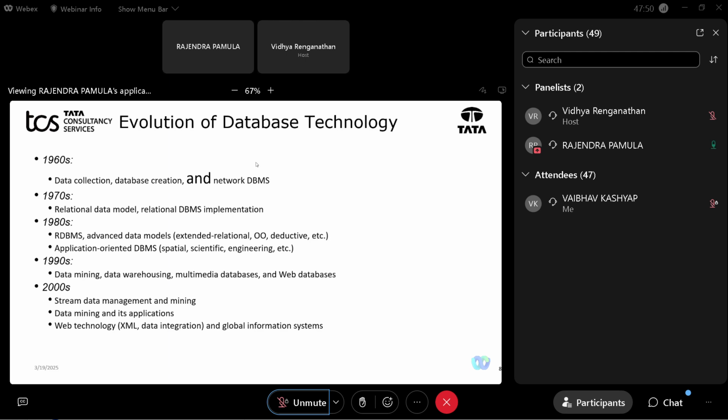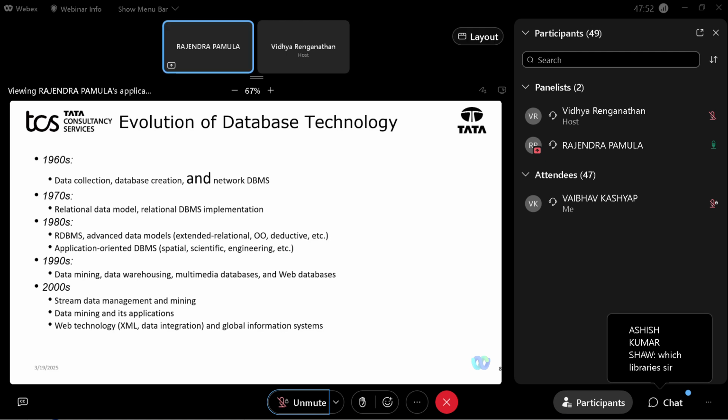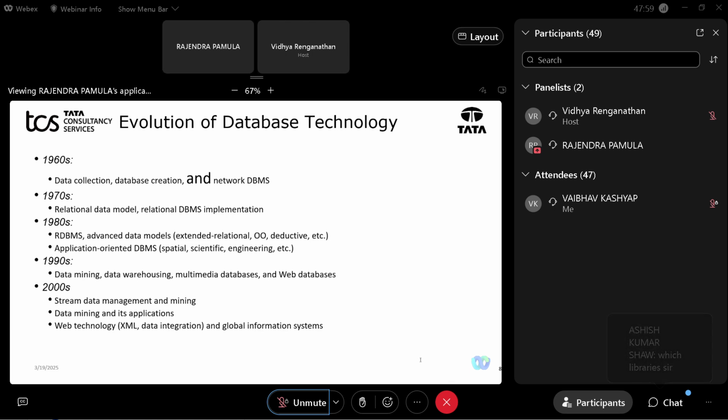So data mining has evolved with respect to clustering and classification libraries, predictive analysis, regression analysis, and association rule mining. There are different libraries. Once you learn all these techniques, we can learn about these libraries.